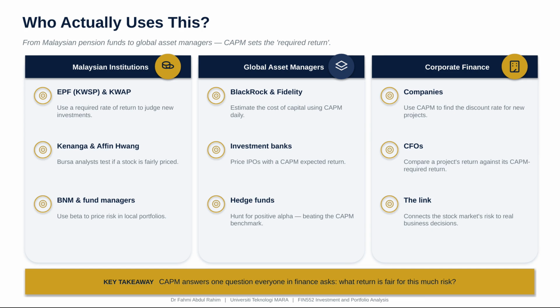In the third column, corporate finance. Ordinary companies use CAPM to find the discount rate for evaluating new projects. Chief financial officers compare a project's expected return against its CAPM required return to decide whether to go ahead. So CAPM is the bridge that links the stock market's pricing of risk to real business decisions. The takeaway: CAPM answers the one question everyone in finance asks: what return is fair for this much risk? Let us now state precisely what you will be able to do by the end of this chapter.